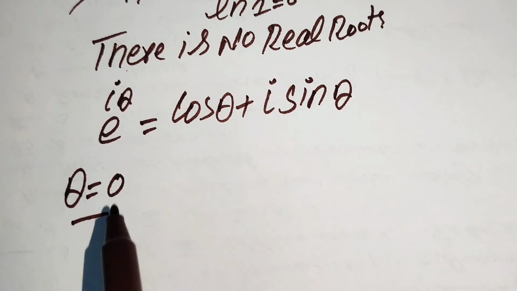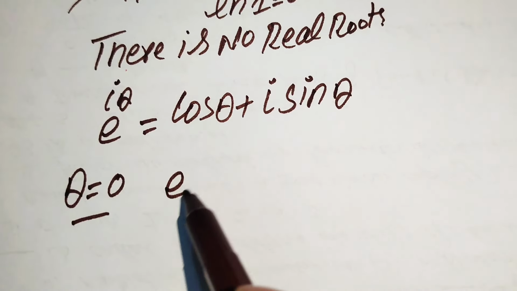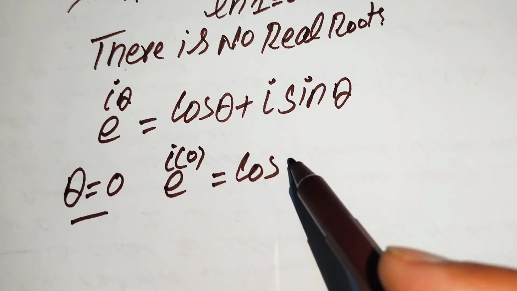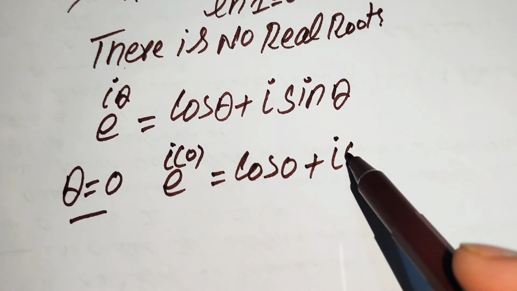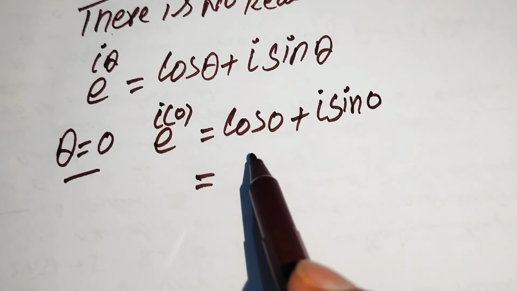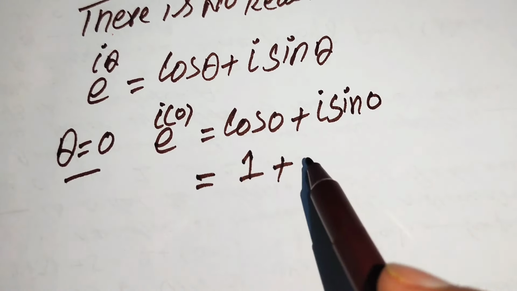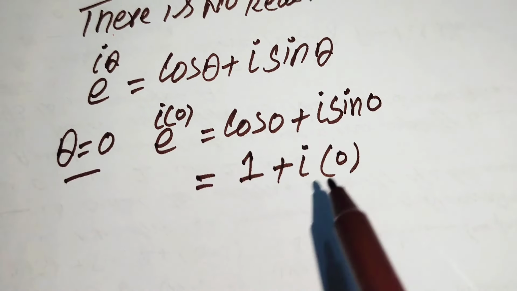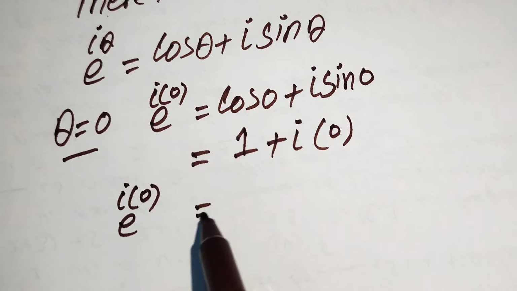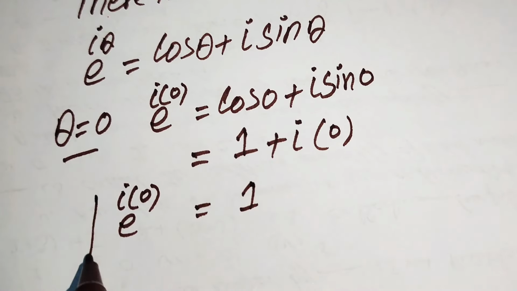When we put theta equal to 0 in this equation, it will be written as e to the power of iota times 0 equals cos of 0 plus iota sine of 0. Here we know that the value of cos 0 is 1 and the value of sine 0 is 0. So it means that e to the power of iota times 0 equals 1.